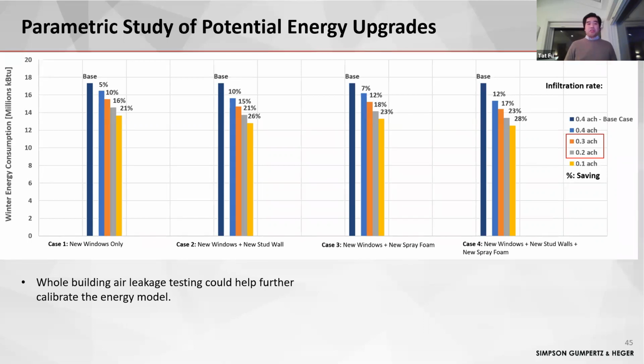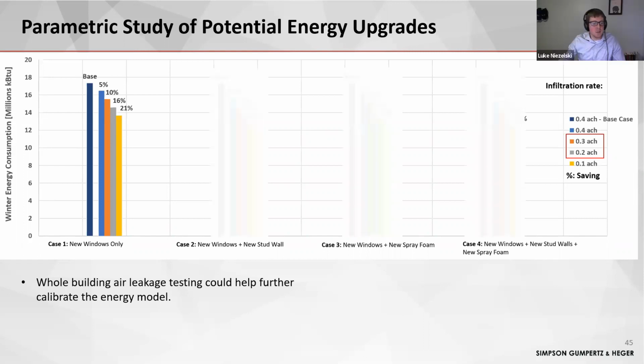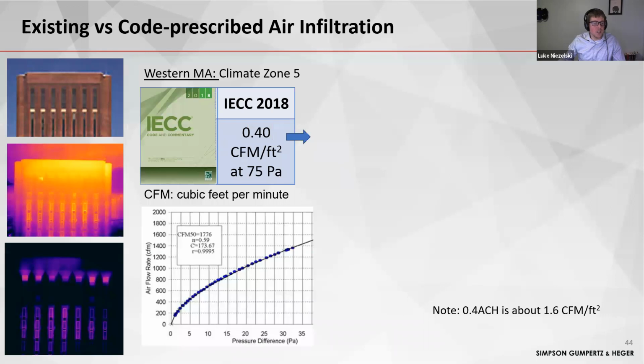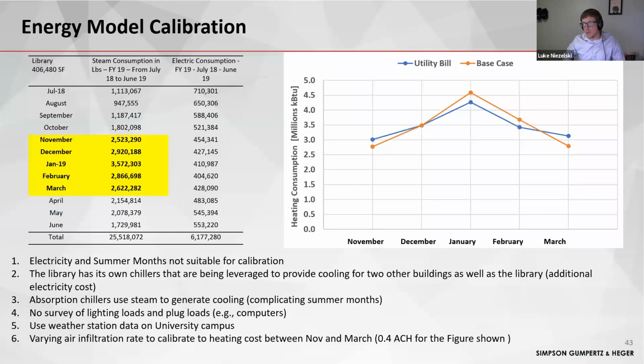We're trying to convince the university to do air leakage testing, but it's a 20-some story building, so it's going to be quite expensive. We have a good idea about what the air leakage is, because that's what we adjusted whenever we were creating our model to get it to match the utility bill. That's how we landed on that 0.4 ACH, by adjusting this variable until they matched up. That's the one variable we were missing when developing this.